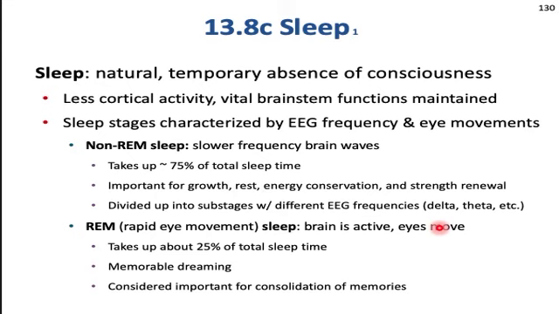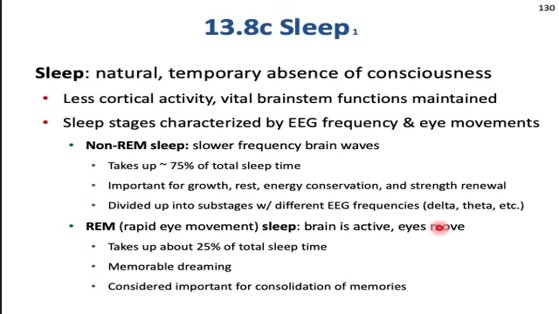Okay? We think that during sleep, one of the things that happens, in addition to putting our memories in the correct area of the cortex, is that we regulate levels of neurotransmitter. Okay? We see less cortical activity, and vital brainstem function gets maintained as a result of sleep. Sleep stages are characterized by brain waves as well as eye movements.